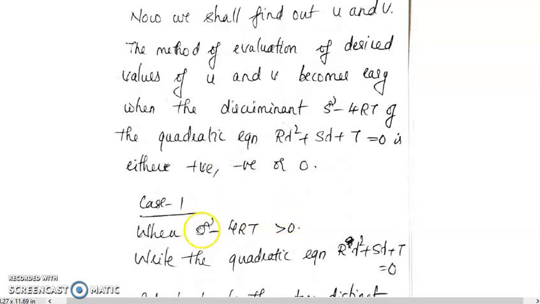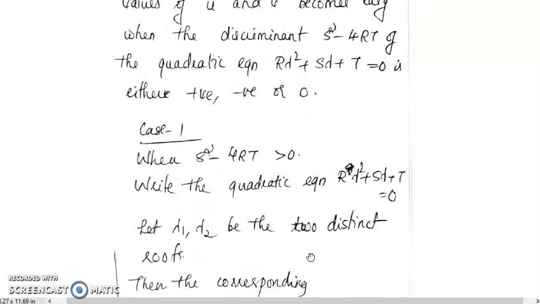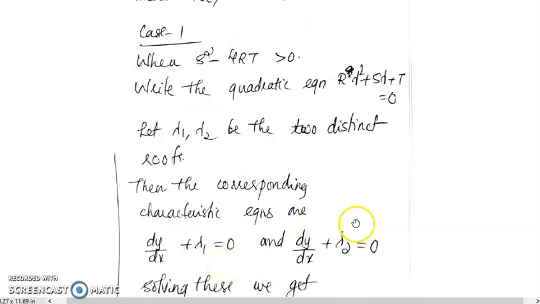Now the first case is when s square minus 4rt is greater than 0. When s square minus 4rt is positive, then for r lambda square plus s lambda plus t equal to 0, there will be two distinct real roots. Let the roots be lambda 1 and lambda 2. Now, using lambda 1 and lambda 2, you write down these equations.